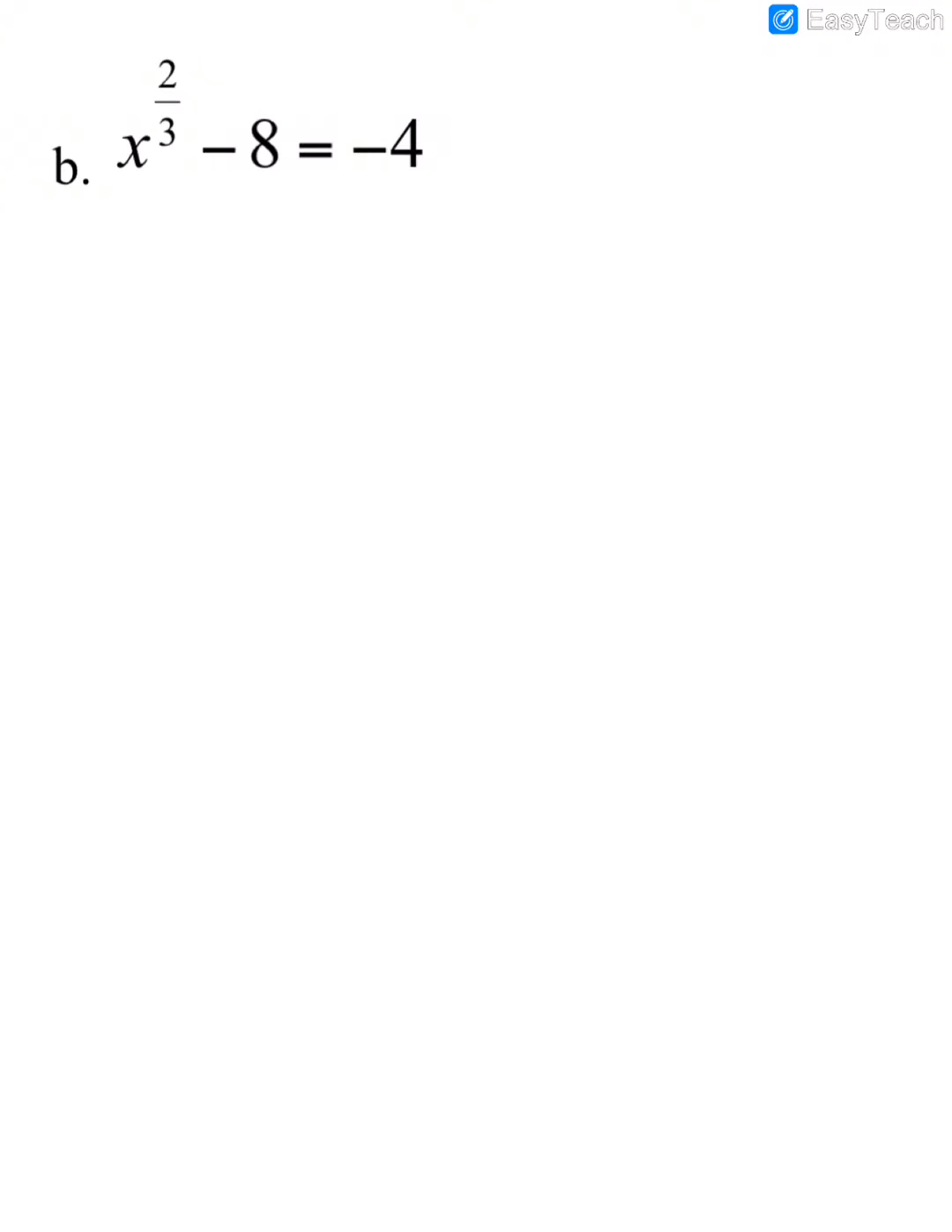Let's look at another one. All right, what is being raised to the power here? What's the different looking thing here? Again, it's the x. So we want to get it by itself. I'm going to do that by adding 8 to both sides of the equation. And I have x to the 2/3 power equals 4. All right, so now I'm going to raise both sides to the reciprocal power.